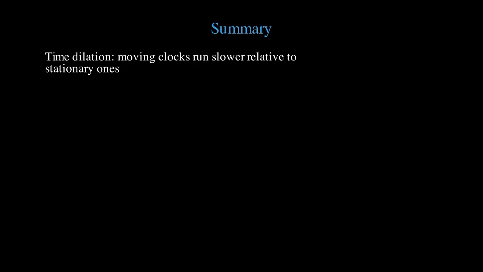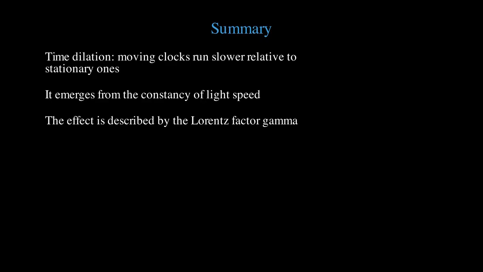Let's review what we've learned about time dilation. Time dilation is the principle that moving clocks run slower relative to stationary observers. This phenomenon emerges directly from the constancy of the speed of light for all observers. The magnitude of time dilation is quantified by the Lorentz factor gamma. Time dilation has been verified through countless experiments and is essential for technologies like GPS.